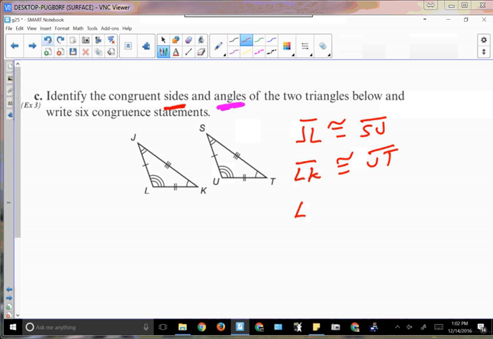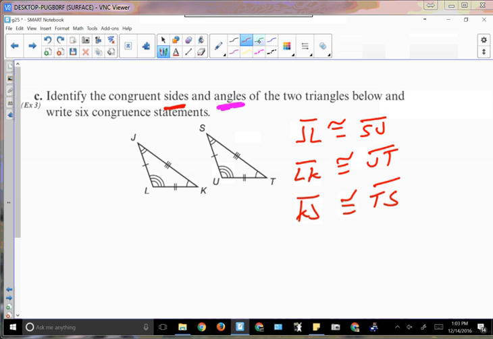So you want KJ is congruent to, you got to say the congruent to, UT. Incorrect. ST. Incorrect. TS. Because K goes to T, J goes to S. So we have to make sure that things are in their proper order.